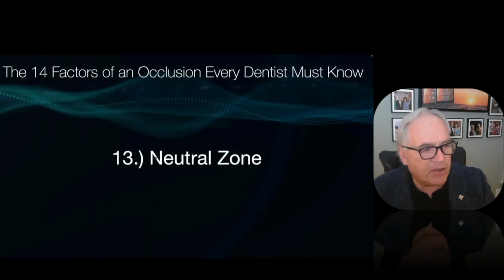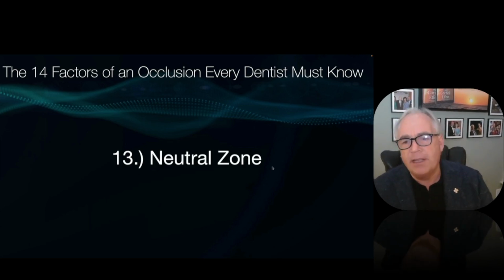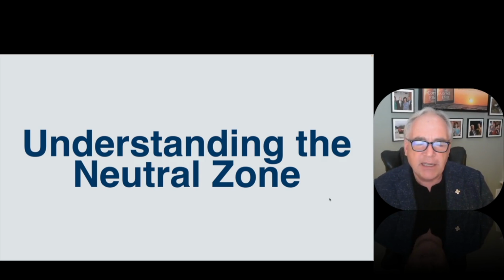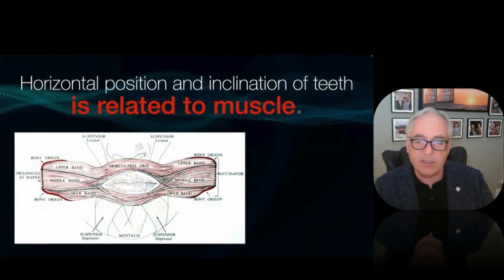We look at factor number 13, and we're going to call it the neutral zone. I think understanding the neutral zone is one of the most important things that we have to do. And these last two are really about how the muscles can affect the horizontal position of the teeth, which is neutral zone. And when we start talking about vertical dimension, how that affects the vertical position of teeth. So remember that the horizontal position and inclination of teeth is related to muscle.